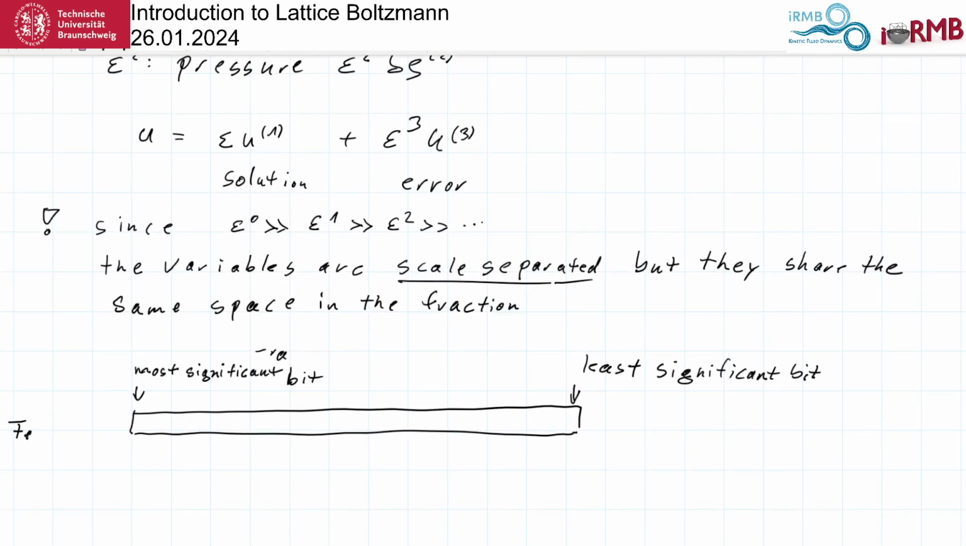Maybe it's better to write this here. So the largest contributor is the one at order 0. This is rho 0, right? Rho 0 comes, let me draw this like this. Rho 0 is stored on all the bits. It has 23 bits available for just storing rho 0.